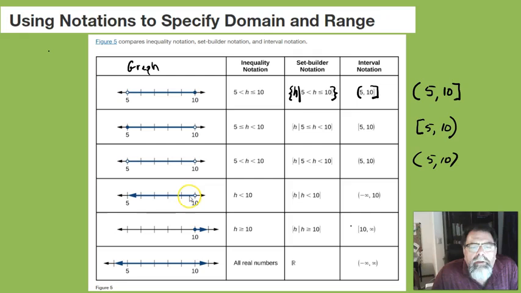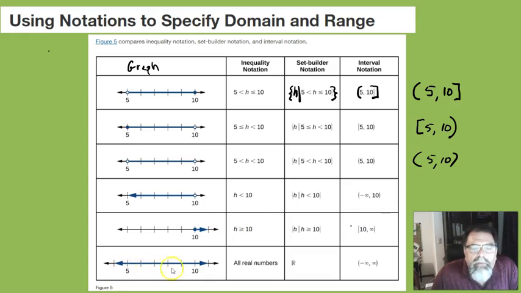And then this one is all the numbers less than 10. So this goes off to negative infinity and it stops at 10. And one thing to remember is infinity, negative infinity, always has parentheses. And then we're stopping at 10, and it's not included, so it's a parenthesis. And then this one, 10 is included, so you have a bracket at the 10, and it's going all the numbers greater than 10, so it's going off to infinity.